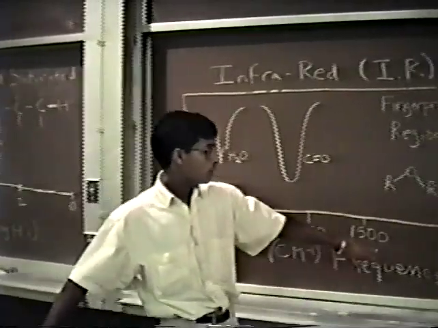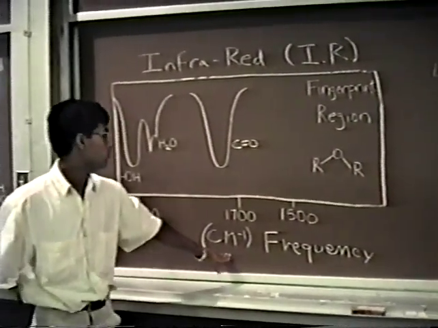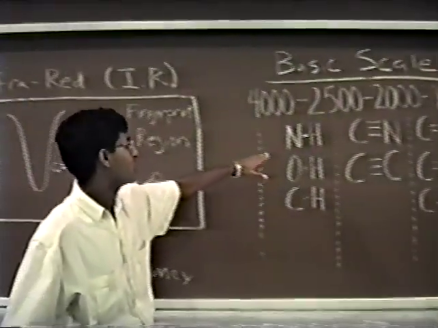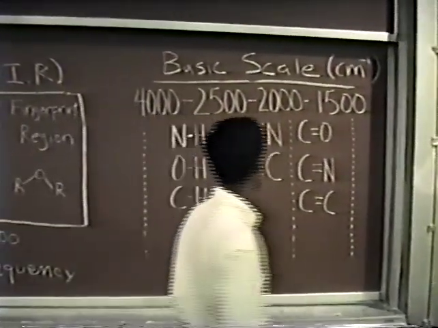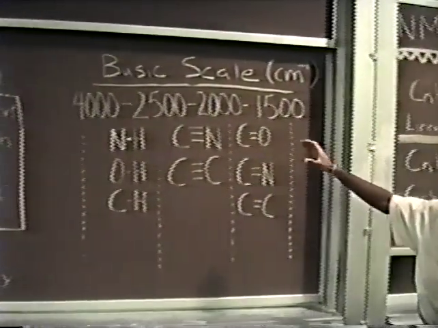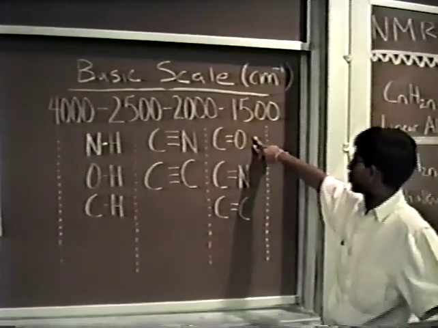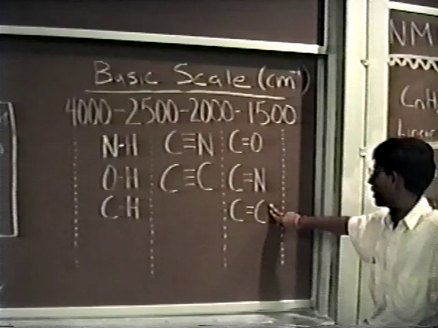The scale we use for IR is frequency. The units are inverse centimeters. On the side here, we have a basic scale. The basic scale describes to you exactly which peaks are due to which functional groups: the functional group C=O, C=N, or C=C.